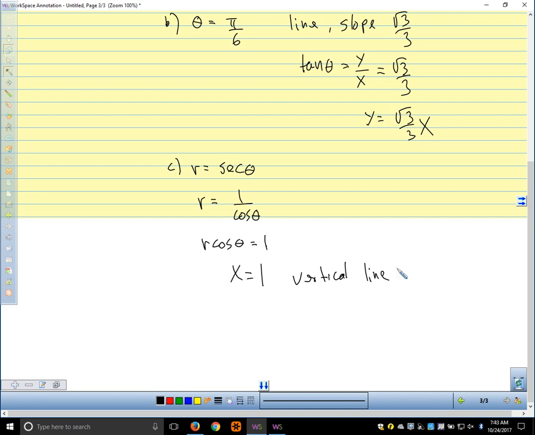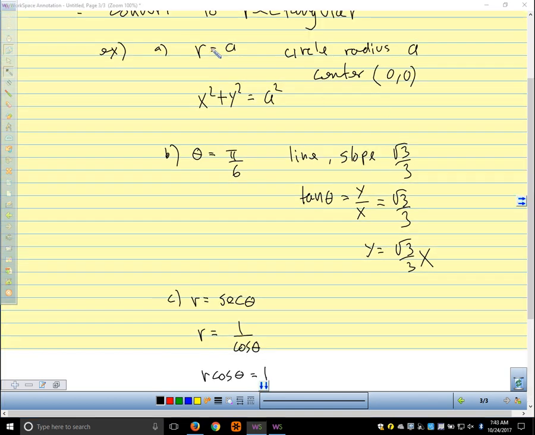So sometimes rectangular coordinates are nicer. Sometimes r equals secant theta is not nicer; x equals 1 is nicer in this case. But r equals a is nicer than x squared plus y squared equals a squared, I would argue. And when we go to evaluate integrals, r equals a is going to be nicer than x squared plus y squared equals a squared. This would require a trig sub. This won't require a trig sub.